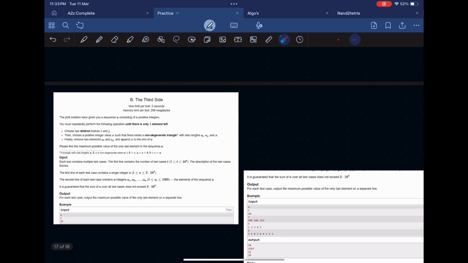Let's look at the second question. We have The Third Side. Let's see what it is. The Winged Soldier has given you a sequence a consisting of n positive integers.